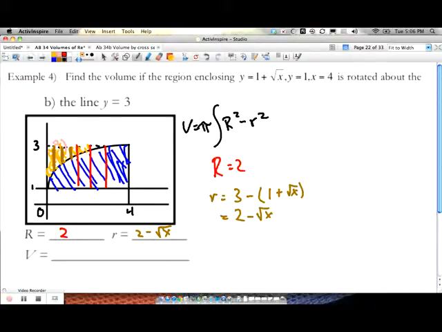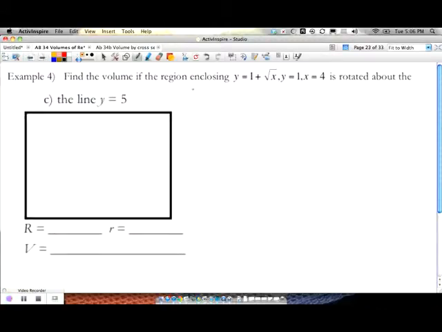And my limits are from 0 to 4. So let's go ahead and set that up again. That means I have pi times the integral from 0 to 4 of 2 squared minus the quantity 2 minus the square root of x, squared, dx. How do I know I'm in dx? Because I'm still traveling in the x direction. I have a horizontal axis of rotation, so I'm traveling horizontally.